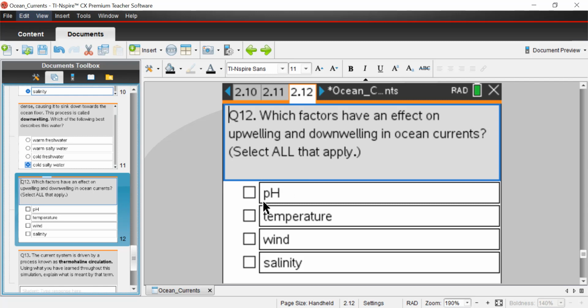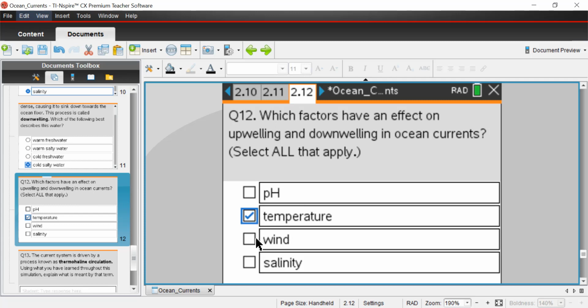So we know pH didn't seem to have much of an effect. We know temperature, that's a definite. We said wind didn't really have anything to do with those deep ocean currents, but temperature seems to, and salinity seems to, so these are the correct answers.